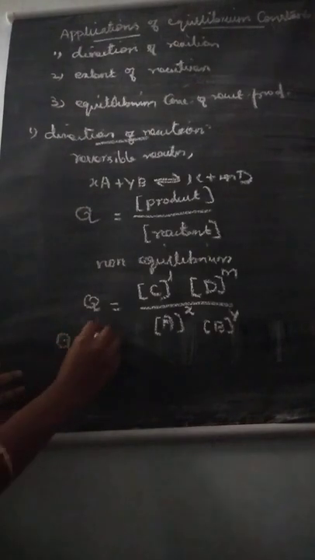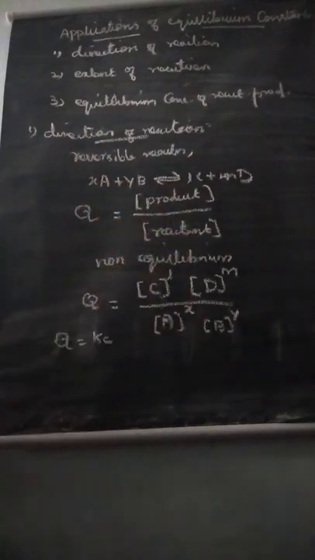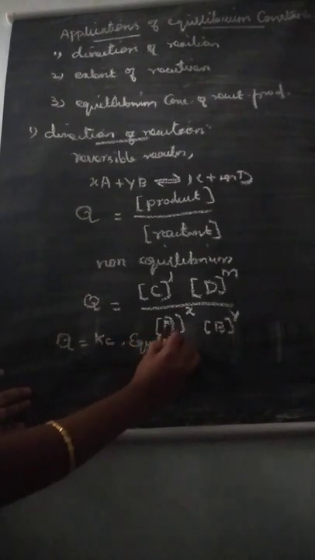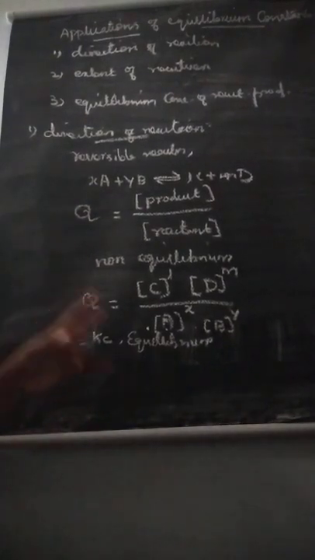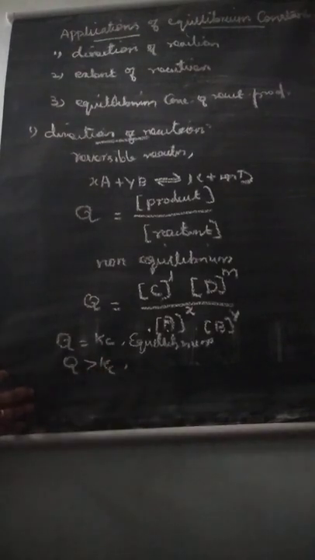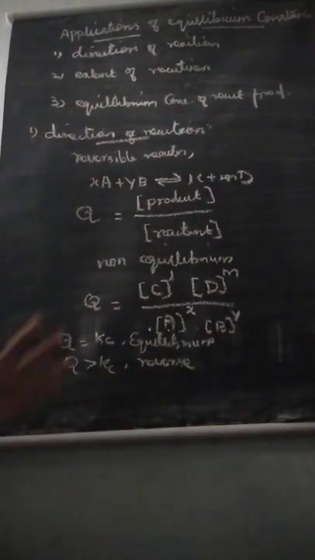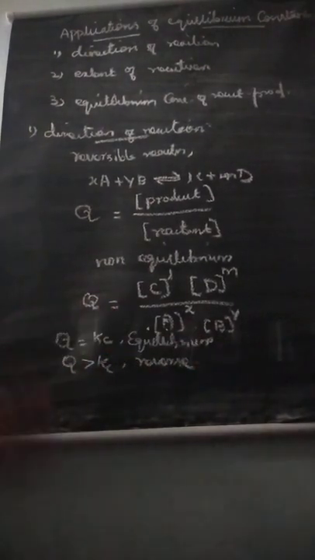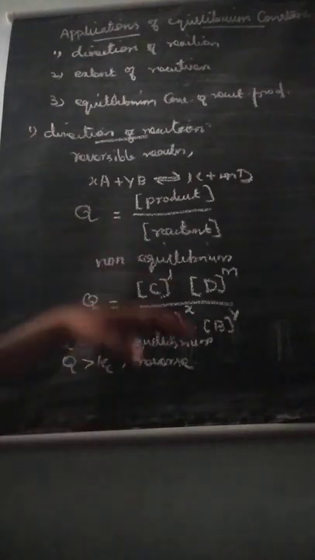Now listen, in this reaction, suppose your Q value is equal to Kc. Q value and Kc are equal, which means that the reaction is at equilibrium. Then, suppose Q is greater than Kc. This means the reaction will proceed in the reverse direction, with formation of reactants.